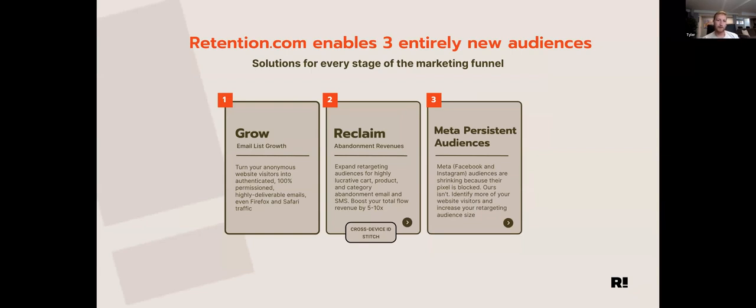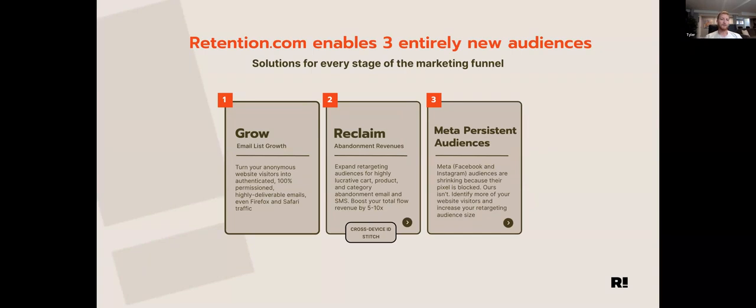So this waterfall, this identity solution, really powers our 3 core products: Grow, Reclaim, and Meta Persistent Audiences. Grow is for your top of the funnel users. Someone lands on your site, they don't fill out a form, but we are able to identify that user's plain text email. We can then validate that, make sure there's third-party permission to mail them, and add them to your list.